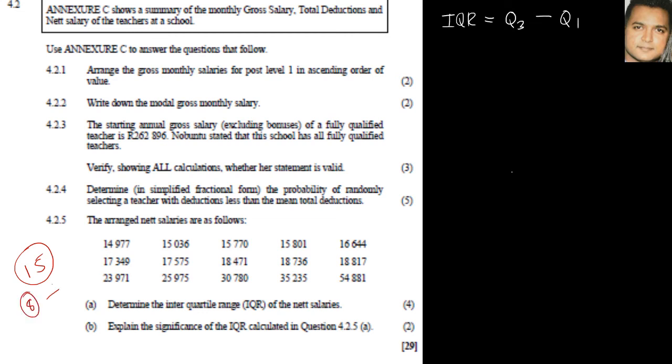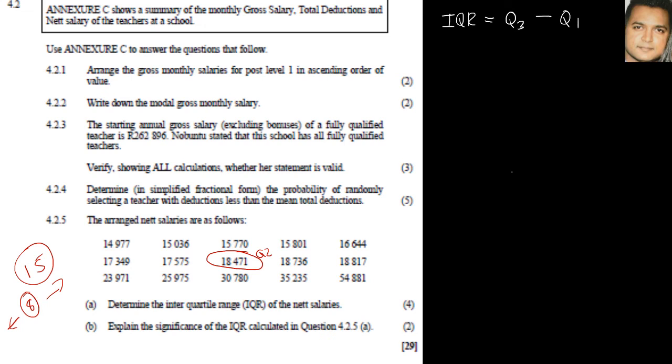So you'll have 7 on the side and 7 on the side, right? So let's count our 8th number. 1, 2, 3, 4, 5, 6, 7, and there's our 8th number here. So remember, this is Q2. It's also known as the median or Q2. Okay, so now that we found our median, we can find our upper quartile and lower quartile, which is Q3 and Q1.